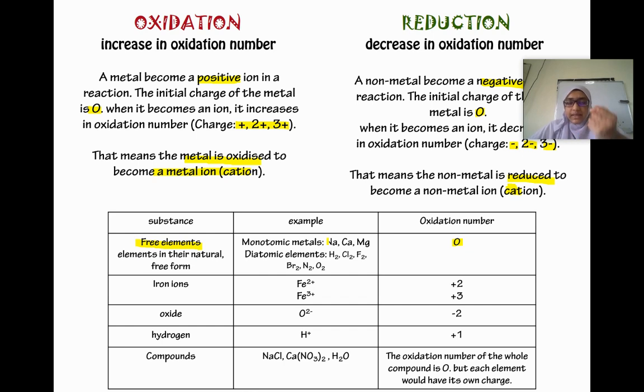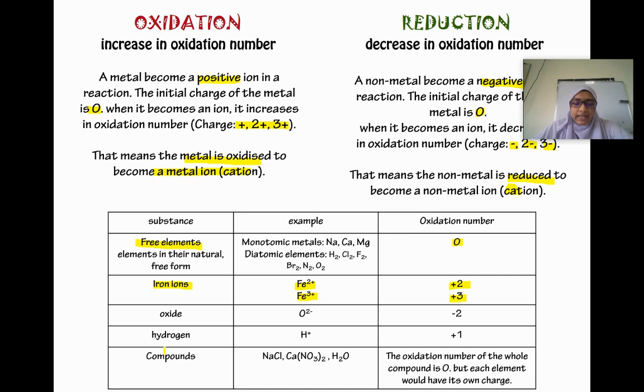Diatomic elements, for example, chlorine, hydrogen, fluorine, I've listed a few here. These will also have a charge of 0. That is their initial charge. O2 has a charge of 0. N2 has a charge of 0. Their overall charge is 0. Other examples would be iron. In their ionic form, you can have Fe2+ and Fe3+. So Fe2+ oxidation number is +2, Fe3+ oxidation number is +3. You just follow the charge, but instead of writing the sign behind, you write the sign in front.